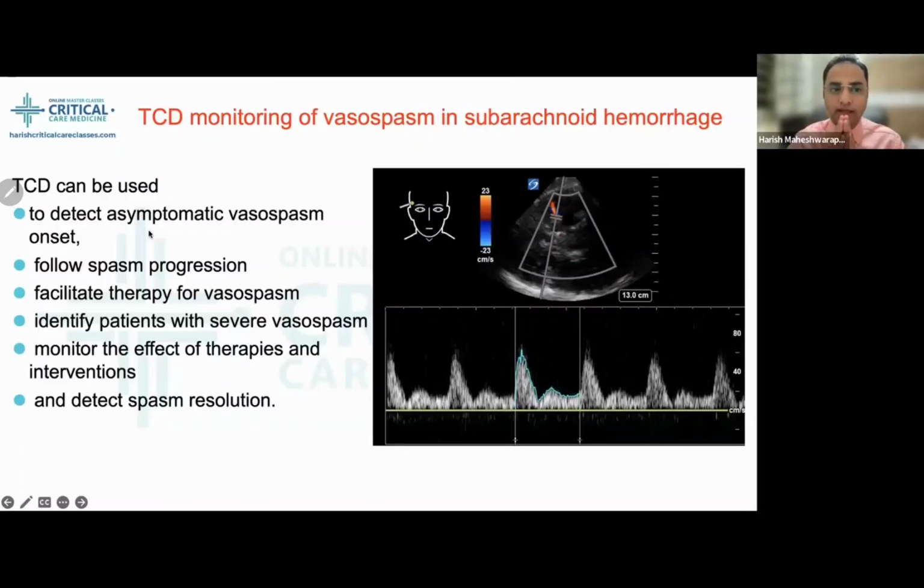TCD can be used in an SAH patient to detect asymptomatic vasospasm onset, follow the spasm progression, whether it is increasing or decreasing, and facilitate vasospasm therapy, particularly to give milrinone, verapamil, or arterial milrinone or nimodipine IV infusion. Identify patients with severe vasospasm, then we need to consider angiography with angioplasty. Monitor the effect of therapies and interventions, and also get an idea about the detection of spasm resolution, whether it is disappearing or not.